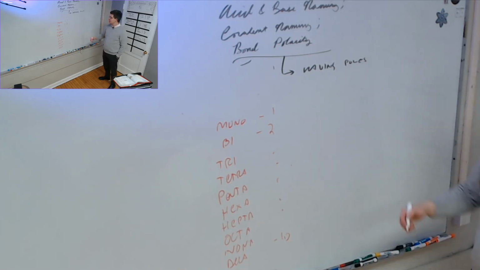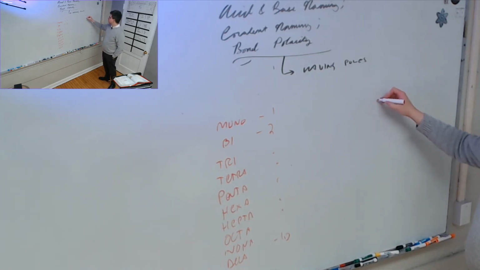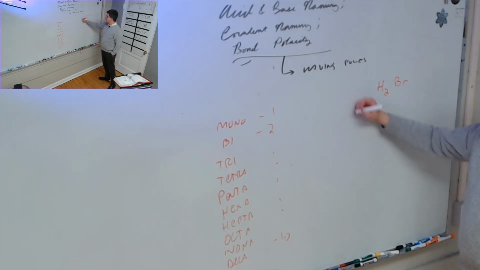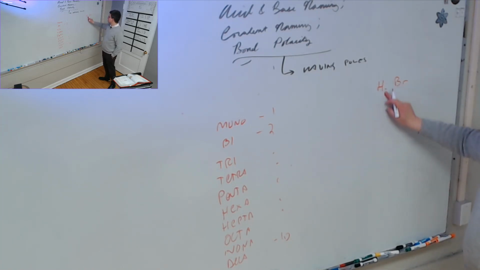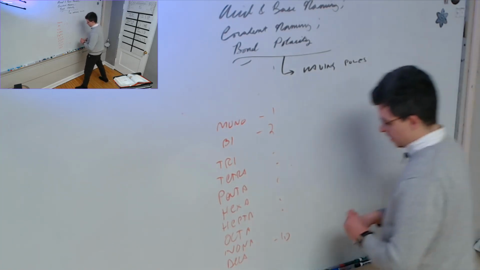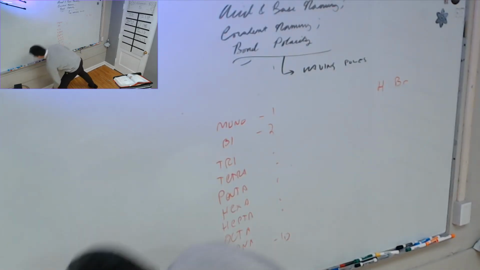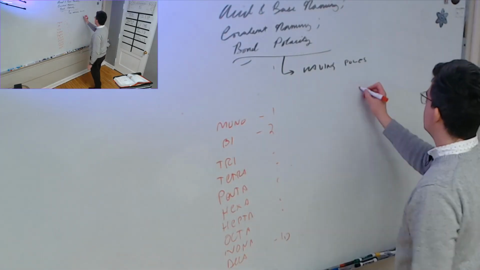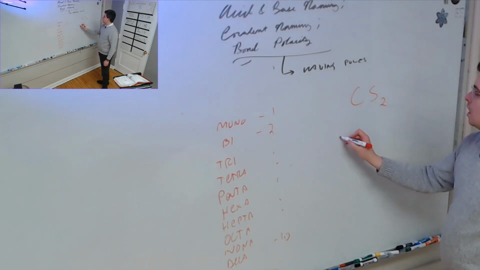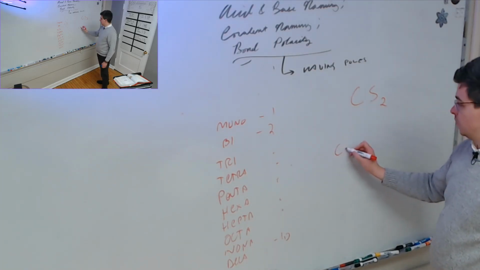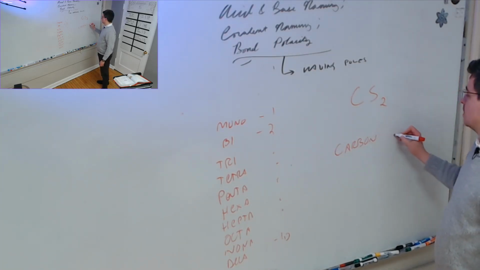So for instance, if we had H2Br. Well, just as a substance, we would call this, no, I don't like that one. I'm sorry. Let's do a different one, because this doesn't exist, so let's do one that does exist. We just name the first thing. We name them in order. Carbon disulfide.